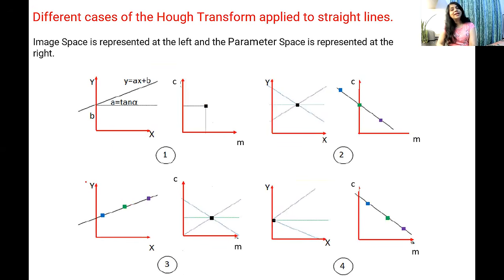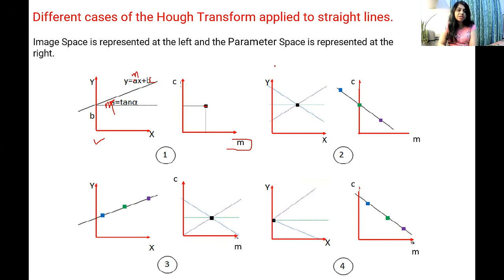Now for better understanding, let's take an example. Different cases of Hough transform applied to a straight line. Let's take x and y. This is known as image space. We have an equation y = ax + b, or you can say it is y = mx + c. Now, when we convert this line into parameter space, that means in MC space, you get a single point.